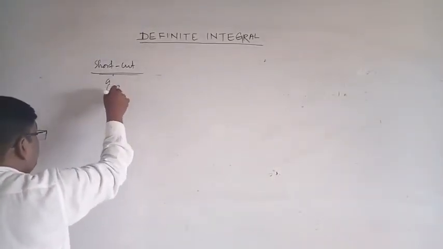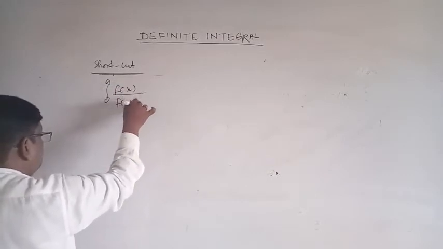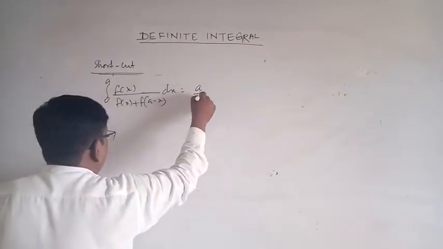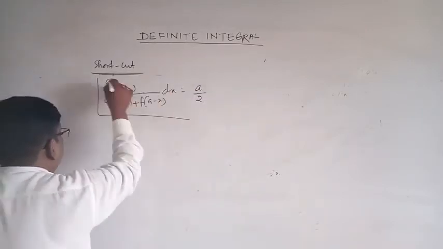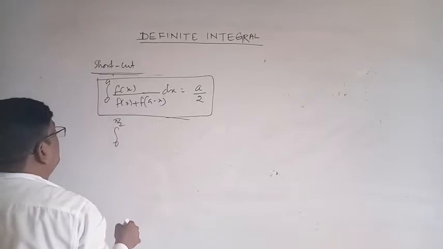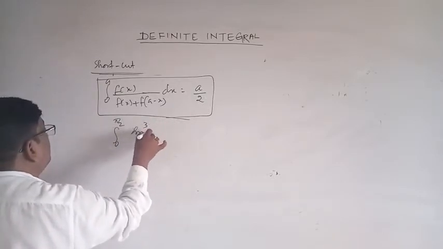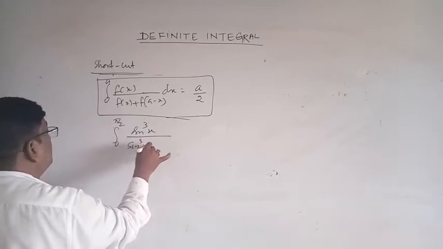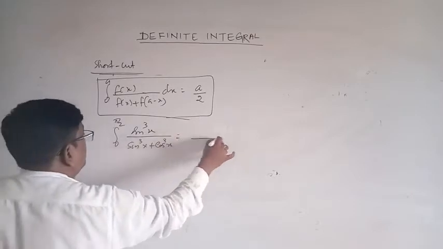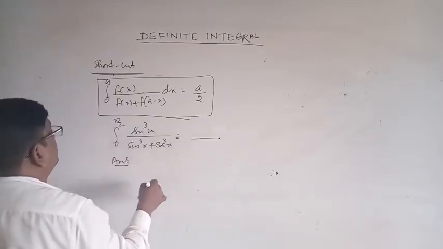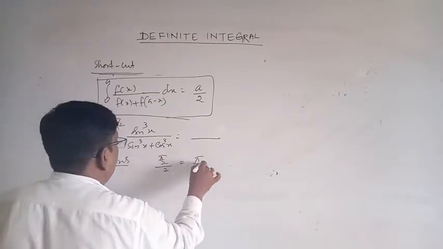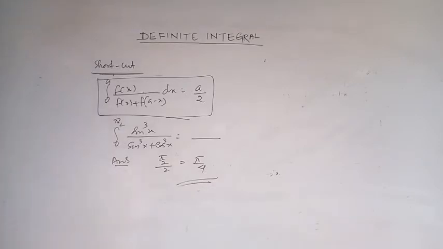integral from 0 to a of f(x) divided by f(x) plus f(a minus x) dx is equal to a by 2. This is the second shortcut formula. One example: integral from 0 to pi by 2 of sin x divided by sin x plus cos x. Here a is pi by 2, so the answer is (pi by 2) by 2, that is pi by 4. This is shortcut formula 2.